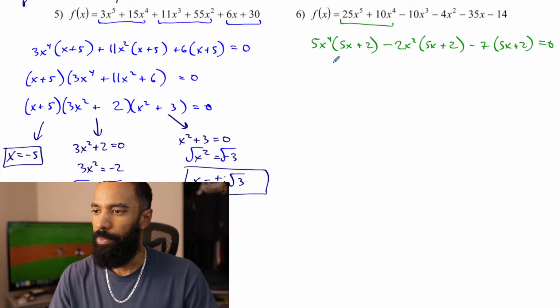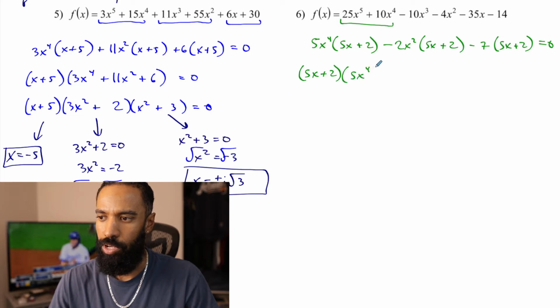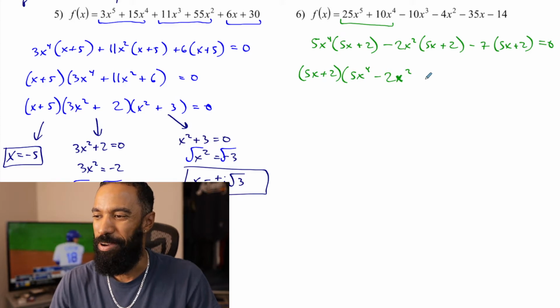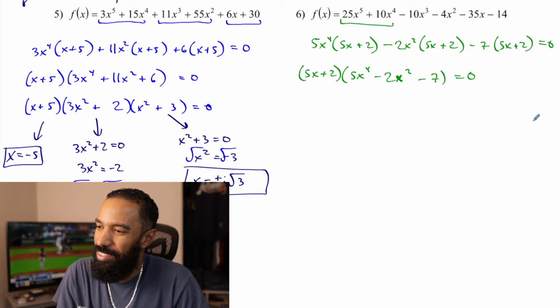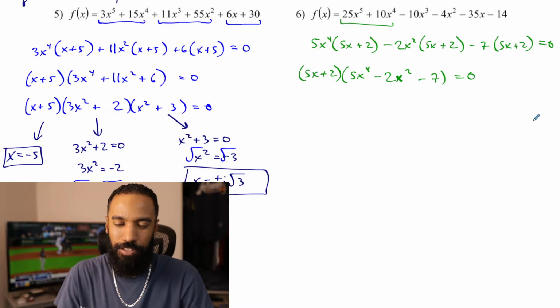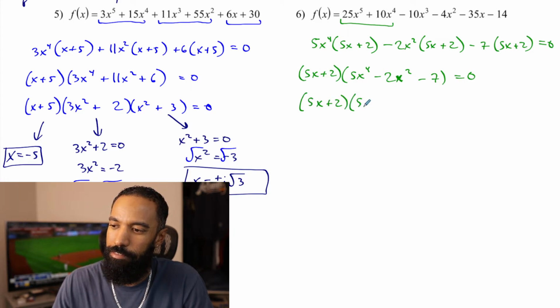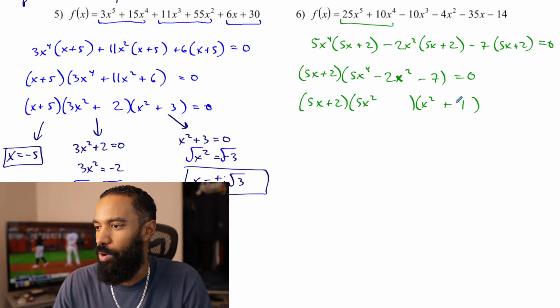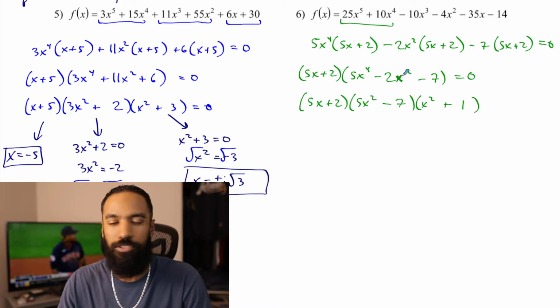So equals 0. 5x plus 2 is one of the factors there. The other one is one of those quartic guys again. 5x to the 4th in quadratic form, minus 2x squared equals 0 there. Yeah, sorry, this is factorable. So this guy here, 5x plus 2, and then I have a 5x squared here, and here I have an x squared with positive 1 and negative 7. So 5 minus 7 is negative 2 right there.